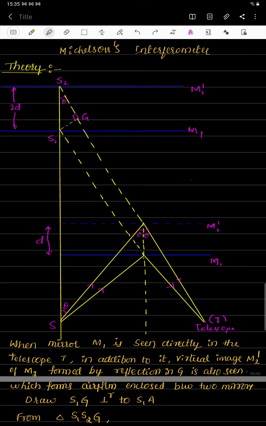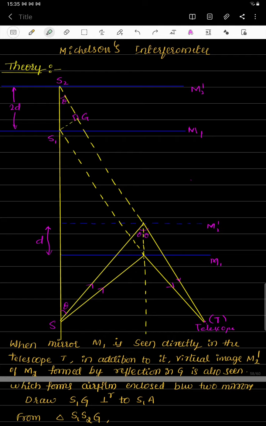In the working of this Michelson's interferometer, we know that the two mirrors M1 and M2 are placed exactly perpendicular to each other with the help of a screw arrangement. M1 and M2 are the two mirrors. These two are placed exactly perpendicular to each other.